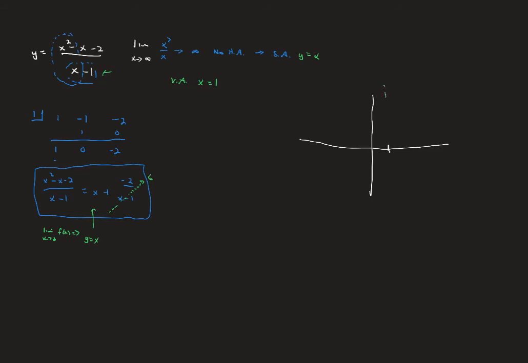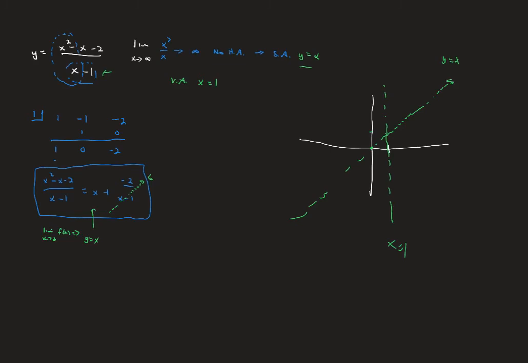So I'm going to put a dotted vertical line in there. Call that x equals 1. Our slant asymptote is y equals x. So that's going to have a y-intercept of 0, a slope of 1. So it's going to look like a 45-degree angle line going through the origin. And I'm going to call that y equals x.